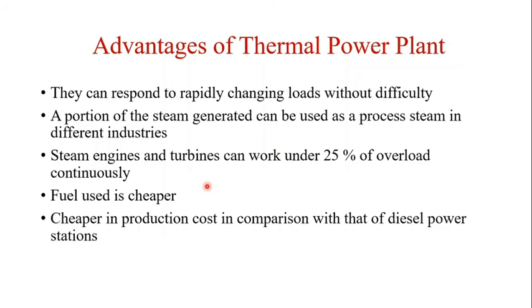Steam engines and turbines can work under 25% of overload continuously. This is the biggest advantage that a thermal power plant has. The fuel which is used in the thermal power station is very cheap in production cost in comparison with that of a diesel power station.